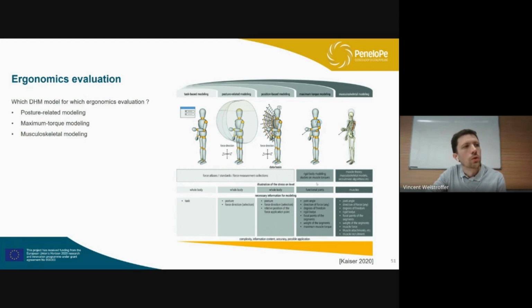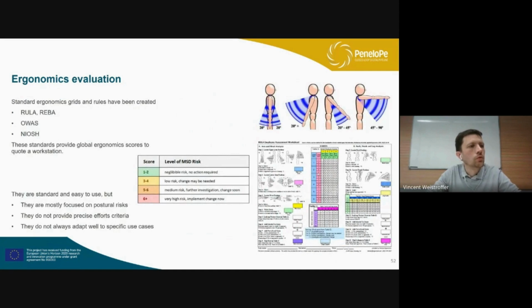You can also define some external forces on this digital human model so that in the end it will give you recommendations on the joint torques that you can apply, and at the end you can also give recommendations on muscle forces if you want to give a really detailed evaluation. Okay. First we will focus here mainly on posture related models and posture related evaluation.